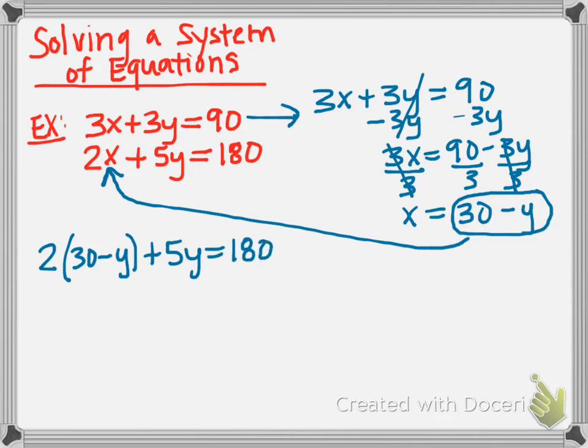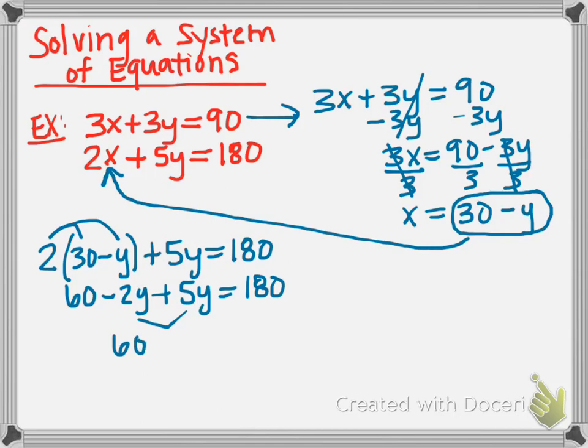If you notice now, this equation only has one variable in it, just y's. I'm able to solve an equation with one variable. So let's do that. Let's go ahead and start by distributing our 2. 2 times 30 is 60. 2 times negative y is negative 2y. I'm going to clean it up a little bit by combining some like terms. Negative 2y plus 5y is positive 3y.